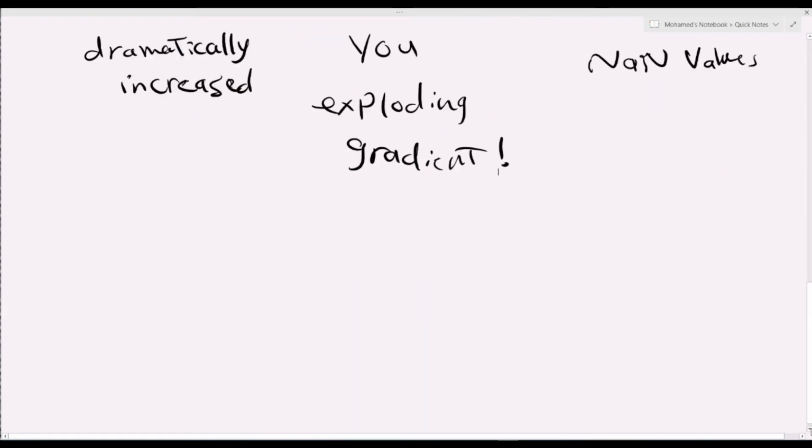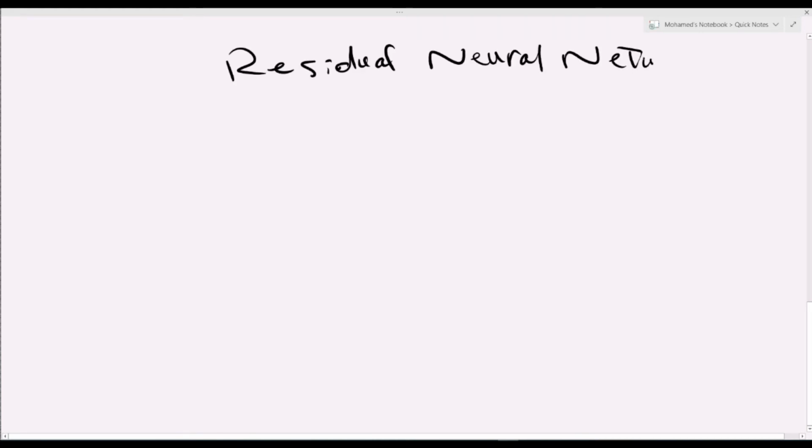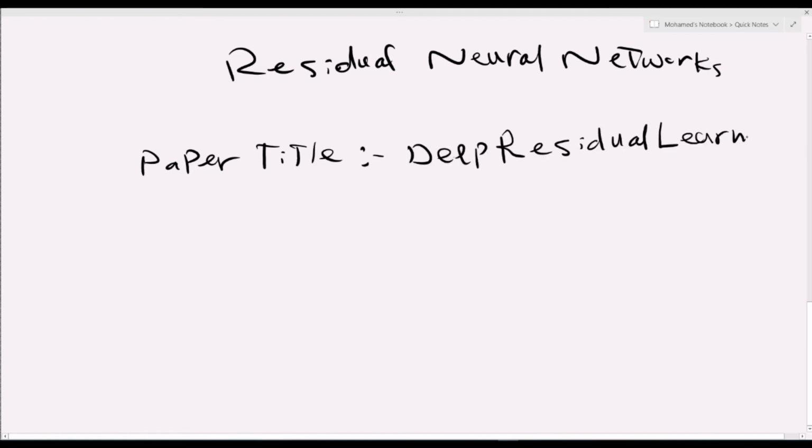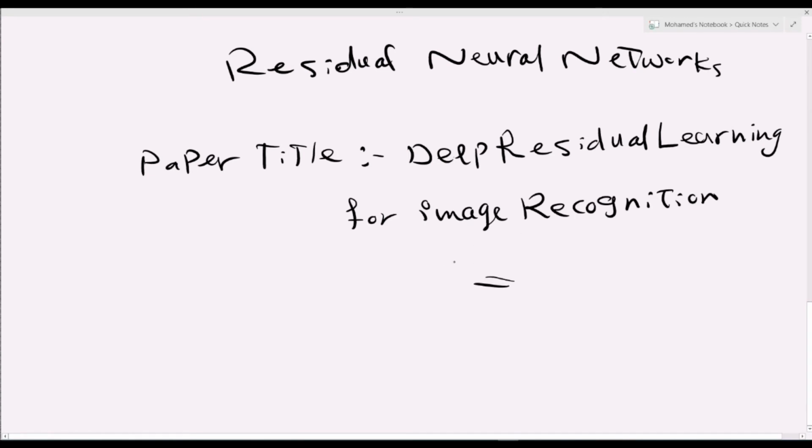So how can we solve this kind of problem? We can solve it using something called residual neural networks. When we have very deep neural networks, we can apply residual neural networks, which is an idea introduced in 2015 in the paper titled Deep Residual Learning for Image Recognition. I will give you the link in the video description.